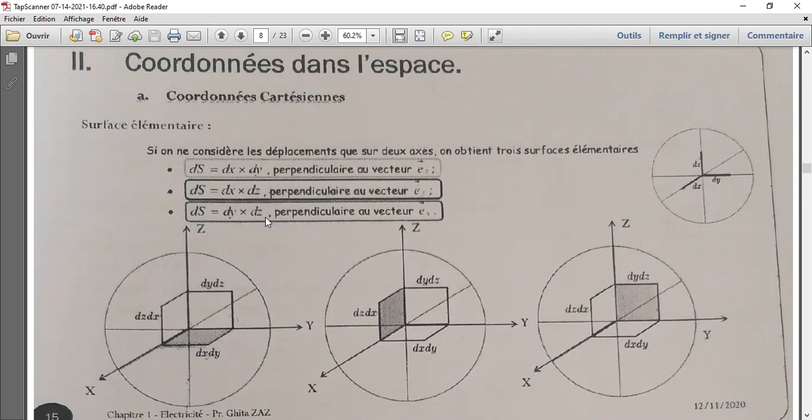What I can give you to easily memorize or understand: if they say perpendicular to vector EZ, don't include z in your multiplication. Here, for perpendicular to vector EZ, there's dx times dy. Perpendicular to vector EY, there's dx times dz. They haven't added dy. Perpendicular to vector EX, they haven't added dx. They have just done dy times dz.